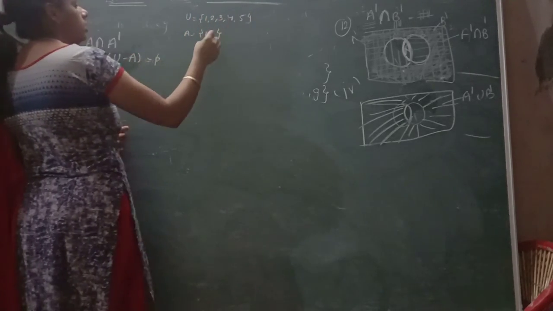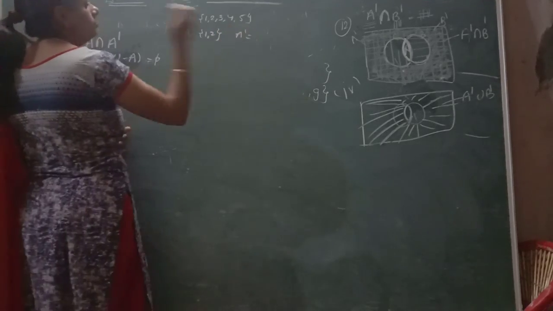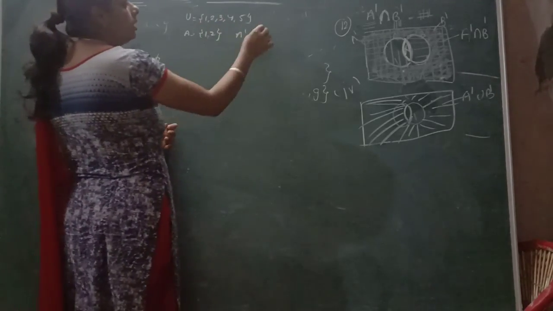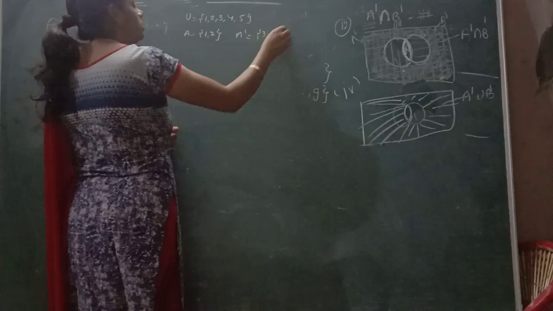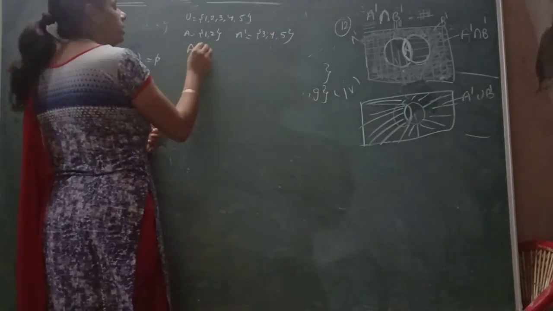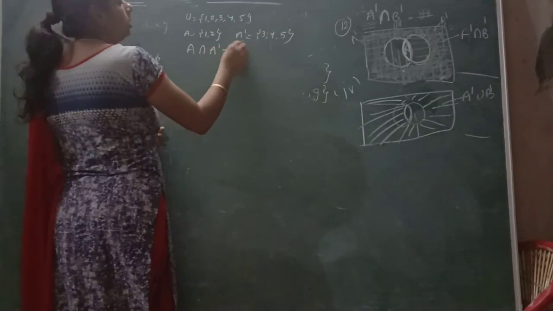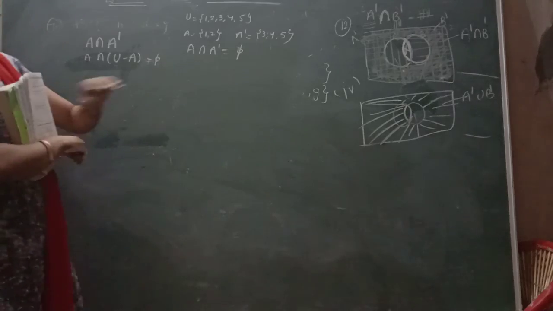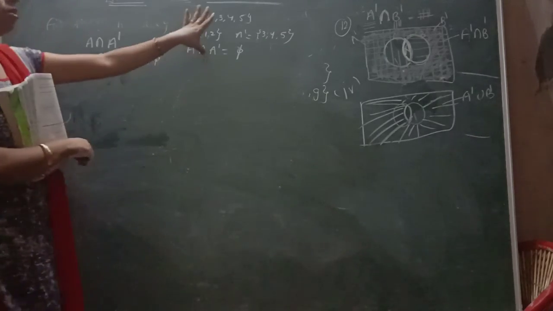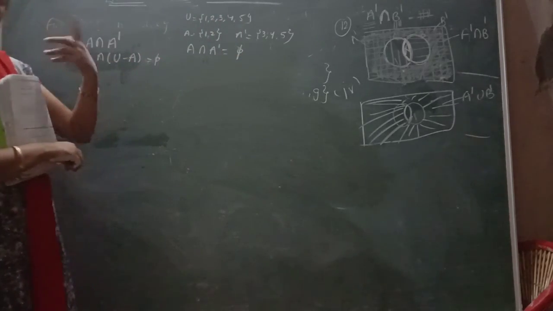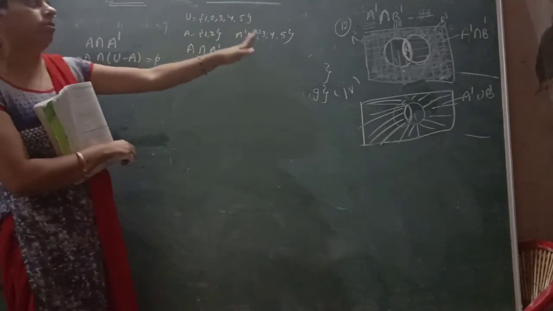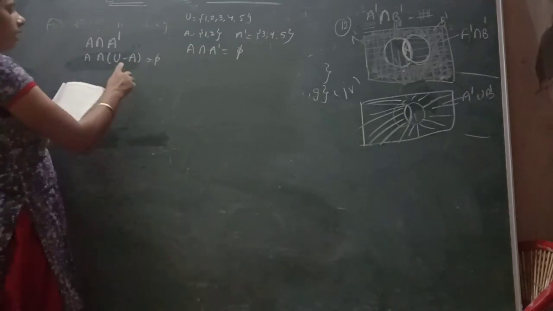क्लियर है? A कॉम्प्लीमेंट क्या होगा? A कॉम्प्लीमेंट U में से A गया, दैट इज 3 4 5. बताओ इसमें कॉमन क्या है? What is the common in A and A complement? नथिंग ना. So you don't need to take the example. You just think all this type by. If you get any confusion, then try to solve by this method and get your answer.